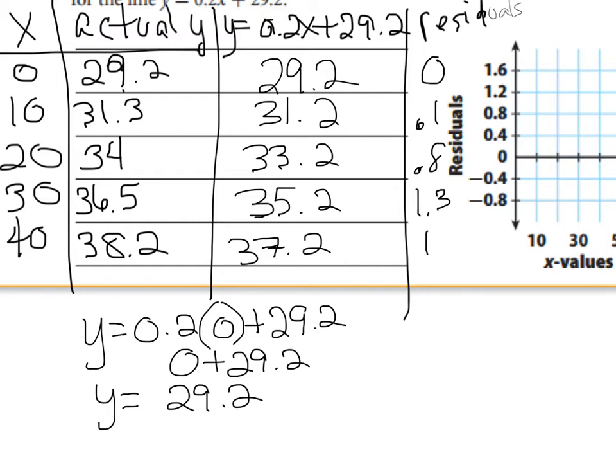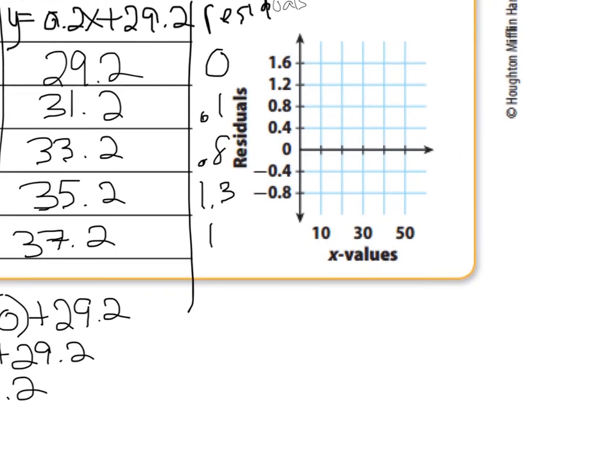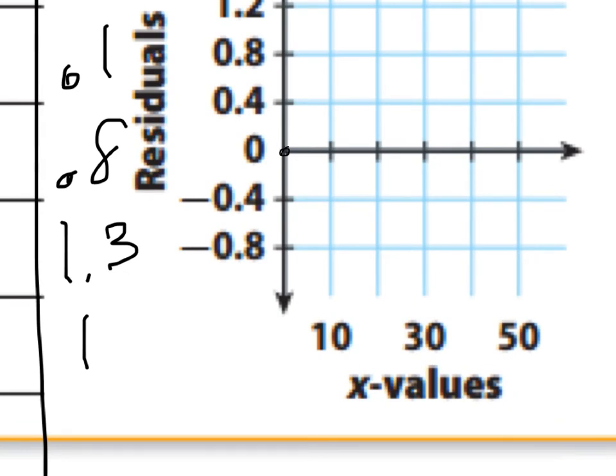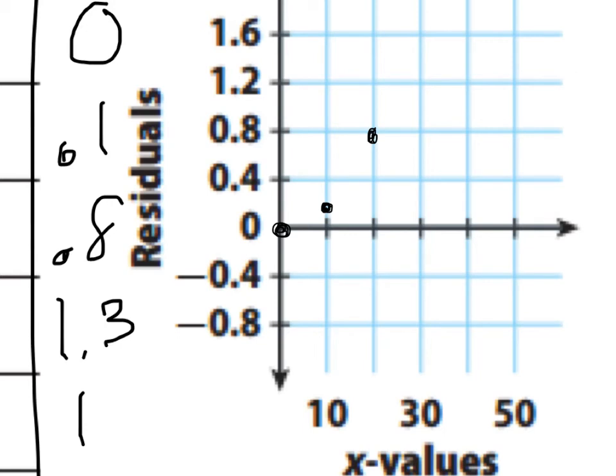So the first two looked great, and now they're starting to get a little bit too big. So now we're going to take the x values and the residuals and plot them onto our graph on the right. The first one's pretty simple. X was 0, residual was 0. So 0, 0. The next one again looked great. We were at 10 and 0.1. But then the numbers started getting pretty big, 20 and 0.8, 30 and 1.3, and then 40 and 1.